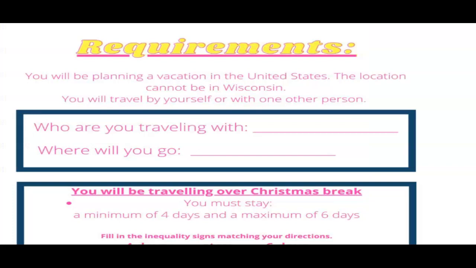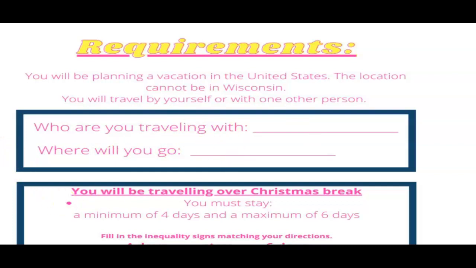All right. You have several requirements that you need to meet. You cannot travel in Wisconsin, and you can't really go to Chicago either. Too close. So who are you traveling with? Who's your partner? Where are you going to go? Those are decisions that you need to make. You might want to do a little bit of research first.